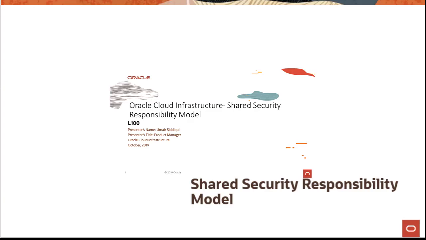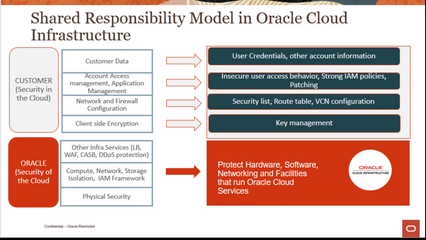So let's start with the shared security responsibility model and see what it means for the customer and what it means for Oracle. As I mentioned, the shared security responsibility model in Oracle Cloud Infrastructure has some areas that the customer is responsible for and some areas that Oracle is responsible for. In terms of the customer's responsibility, customer data includes user data and credentials and other account information, ensuring there is no insecure access or insecure user access behavior within the customer's account in OCI, making sure that IAM policies are strong, any kind of patching is done timely, proper security list rules, route table and VCN configuration is in place, and any kind of key management for client-side encryption.